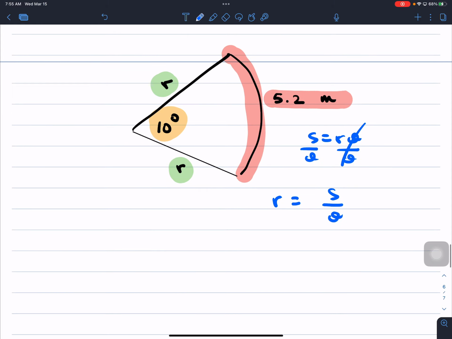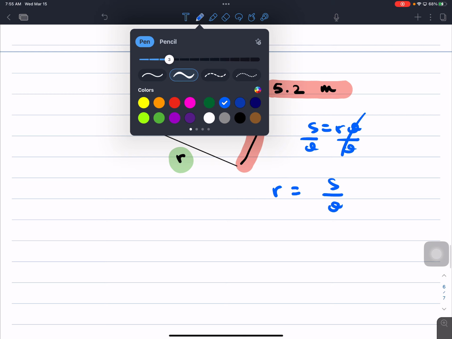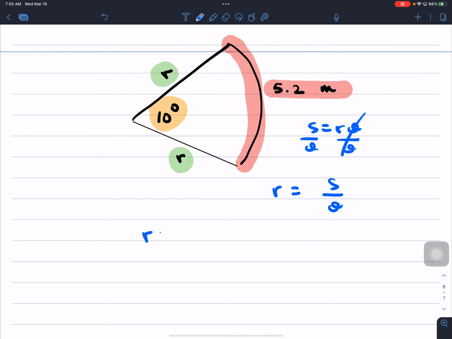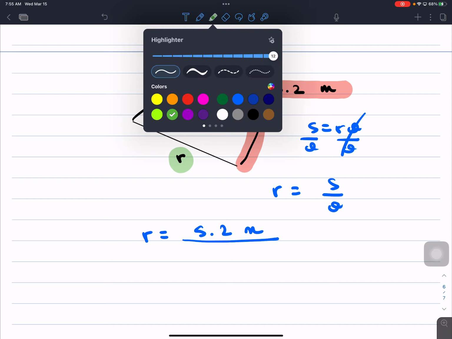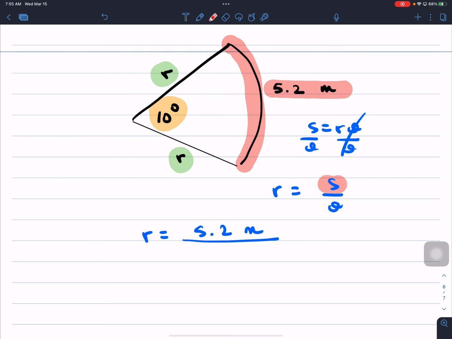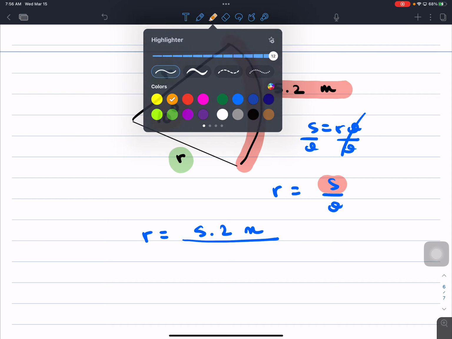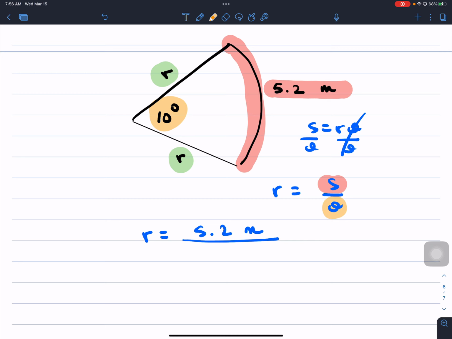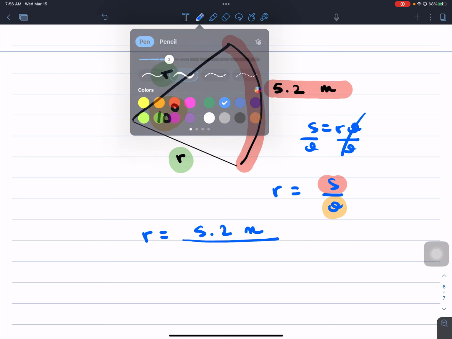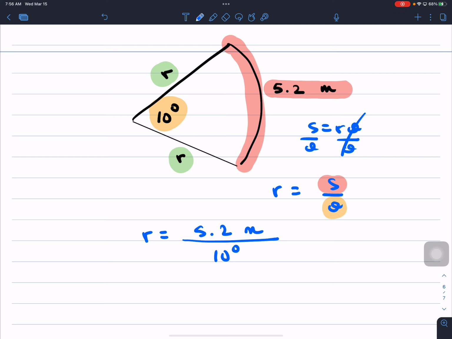Okay, so let's double check now, okay? So what would you guys do? 5.2 meters. Put the units, okay? Is that the arc length value? Is that right? Yes? What is your angle? 10 degrees, okay? You guys with me on this?